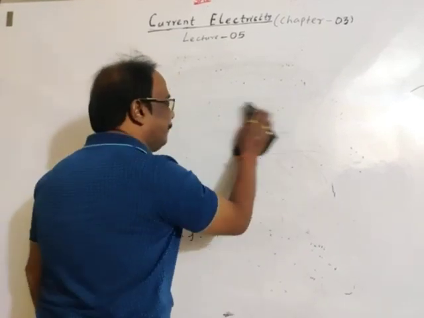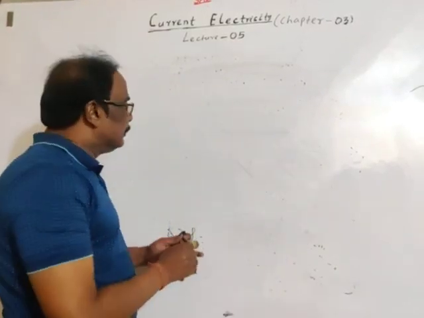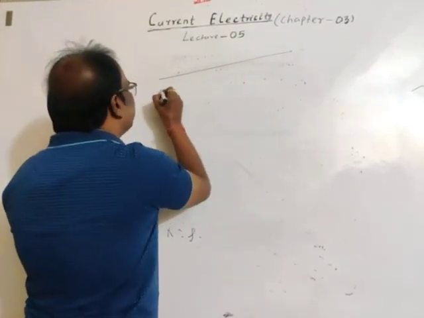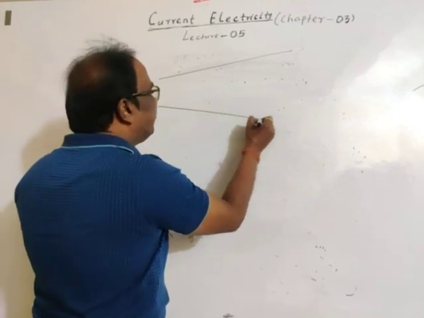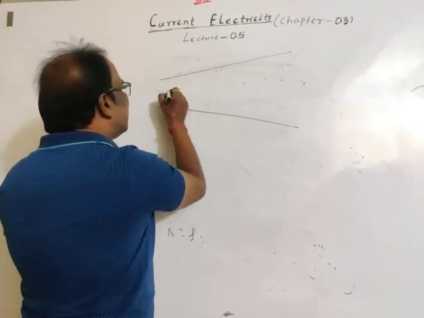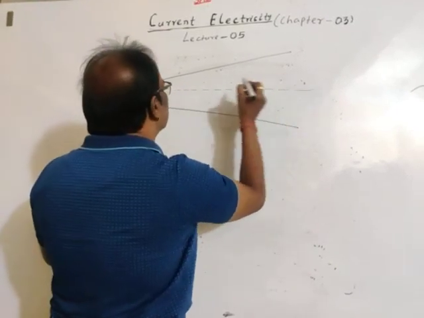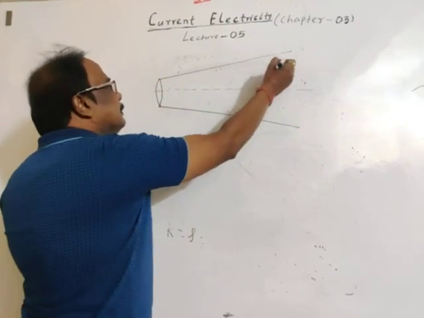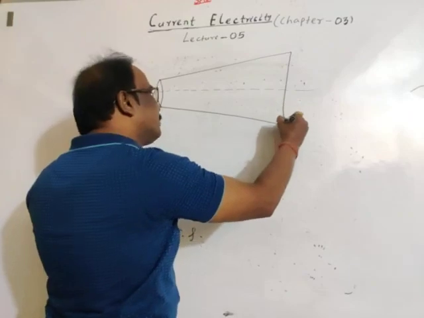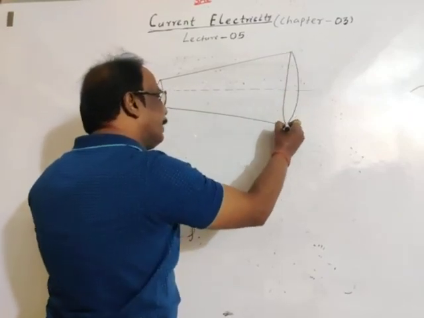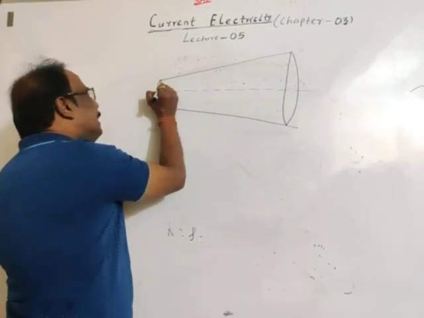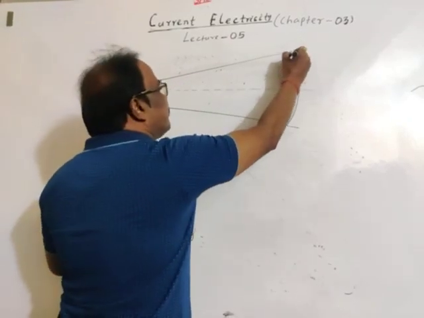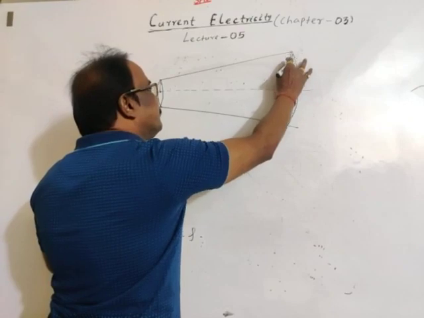I am showing you the diagram, the representation. See, this is a metallic conductor. This is the axis of the conductor. This is one of the areas of cross-section, and this is the final area of cross-section. The radius of this area of cross-section, let it be a. The radius of this area of cross-section, b.